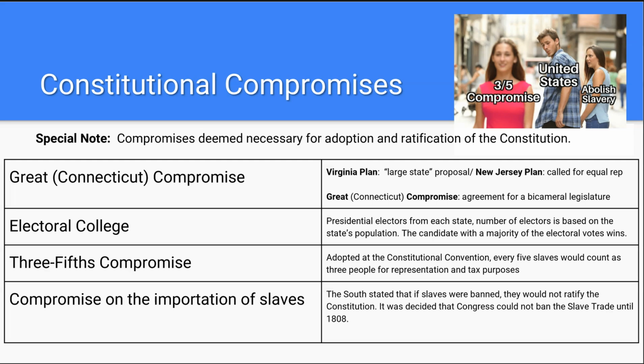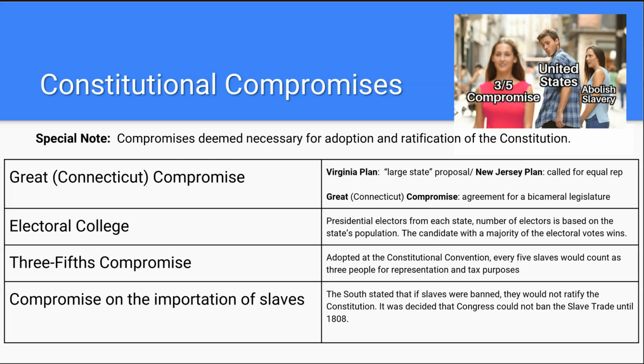Another compromise, the Electoral College. Presidential electors from each state, the number of electors based on the state's population. The candidate with the majority of the electoral votes wins. And again, this is something of a protection against the tyranny of the majority, which is something they were afraid of if they had a pure popular vote process.